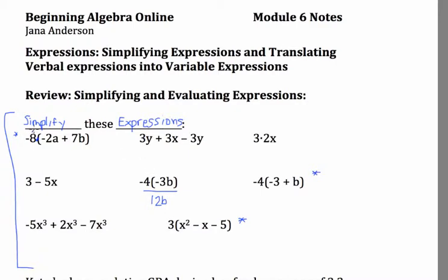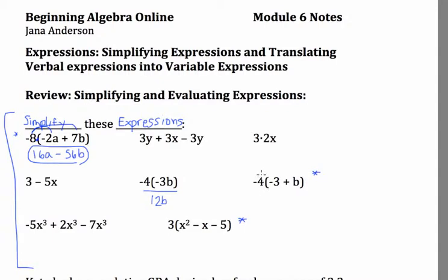So up here, -8 times -2a. A negative times a negative is a positive, so that's 16a. -8 times +7b is -56b. That's our answer. That's as simple as this expression will get.